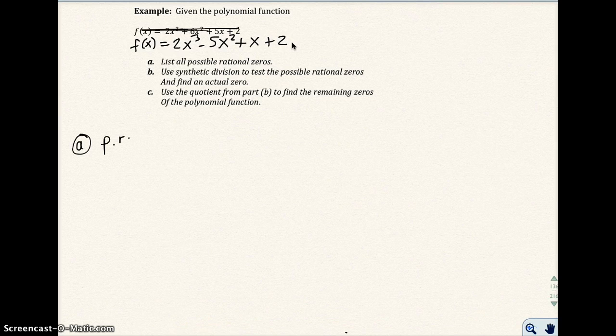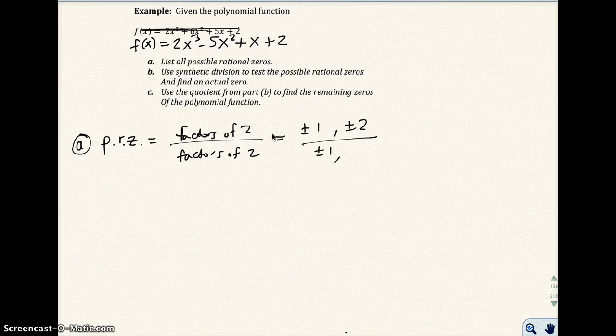So possible rational zeros are going to equal factors of 2 divided by the factors of 2. Now, again, on the exam, you don't have to write this out. I'm writing it out so you know where I'm getting this from. I get plus or minus 1 and plus or minus 2, all over plus or minus 1, plus or minus 2. Dividing this out, I get plus or minus 2, and plus or minus 1 half, and then plus or minus 1 again. So these are my possible rational zeros.